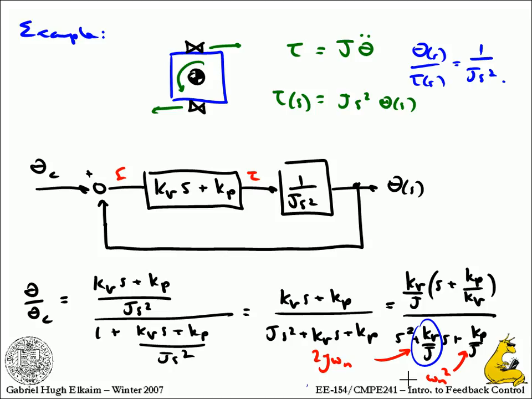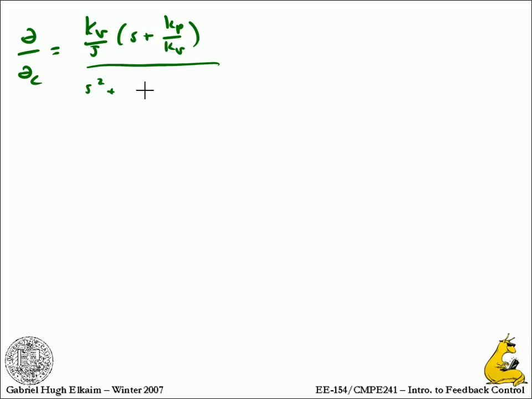Okay, and for the top, you'll just manipulate it so that it has omega n squared at the top. Let's take a look at this a little bit more carefully now. I've got theta over theta c equal to kV over J times s plus Kp over Kv, divided by s squared plus Kv over J s plus Kp over J.